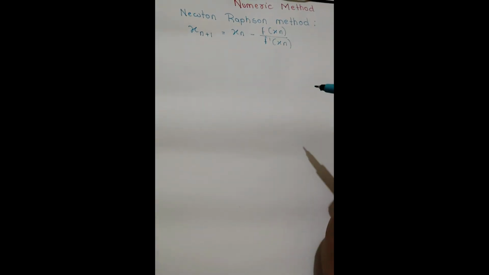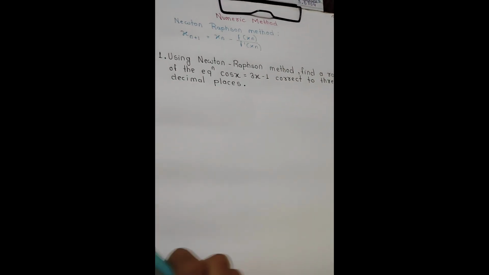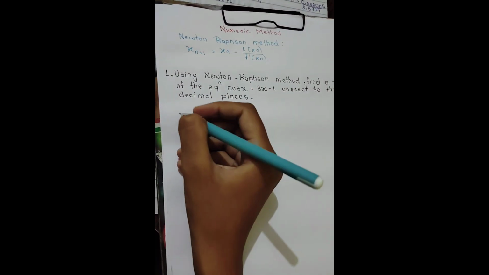So first we start with our first question. The question is, using the Newton-Raphson method, find the root of the equation cos x = 3x - 1, correct to 3 decimal places. So what we have to do is take the answer up to 3 decimal places. First we write what is given.